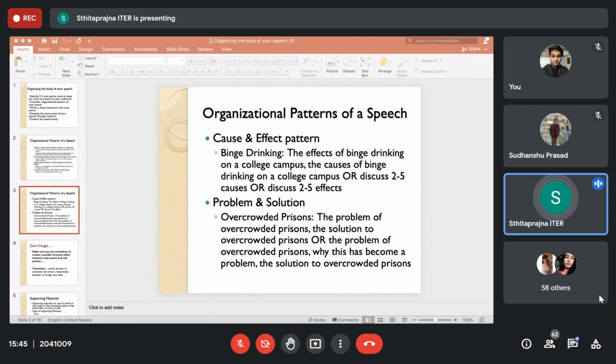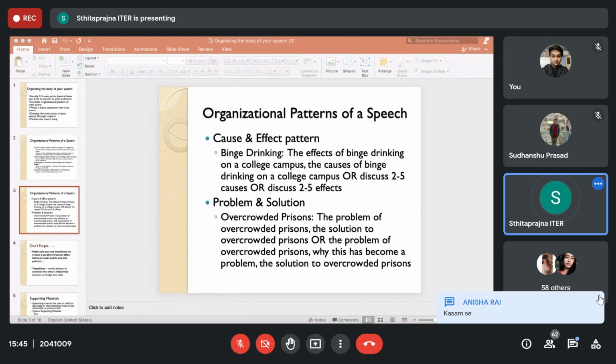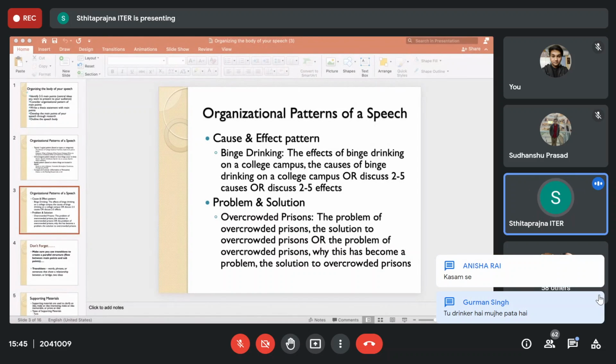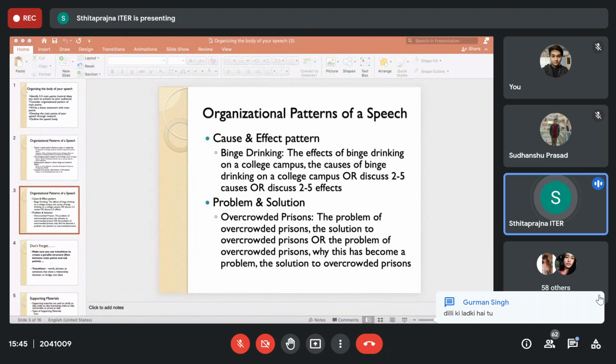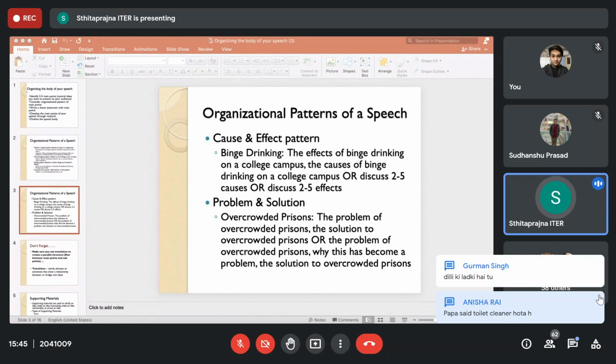it becomes really dangerous. And what's more dangerous is substance abuse. There are all kinds of drugs that are available.